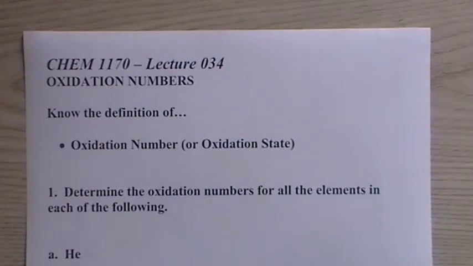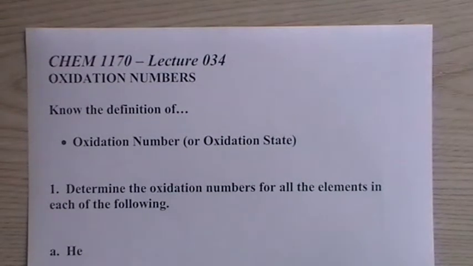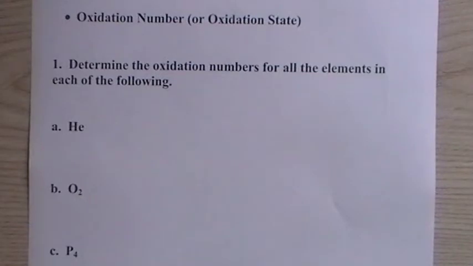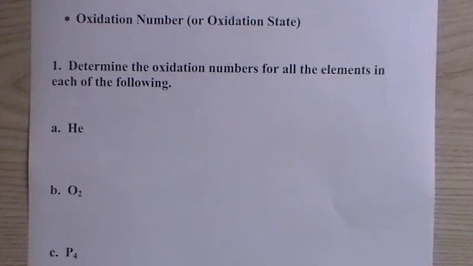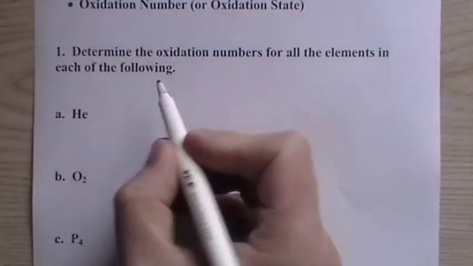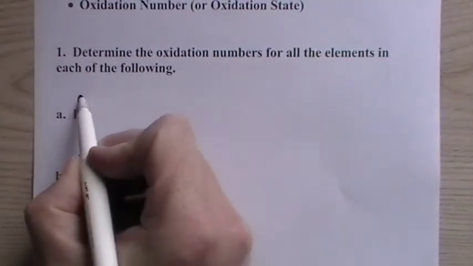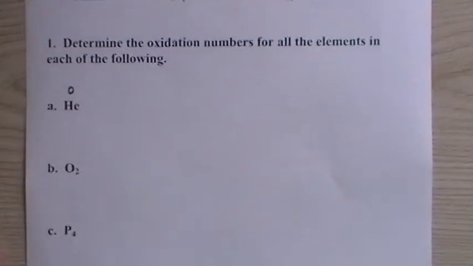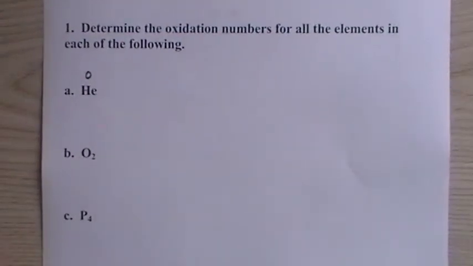Okay, lecture 34. Know the definition of oxidation number. We're about to use them here. So determine the oxidation numbers for all the elements in each of the following. Well, first one is just helium. What you normally do is you put the oxidation number above the element. So helium, if you look at our first rule, elements: the oxidation number of an atom in an element is 0. So that's 0, that's easy enough.